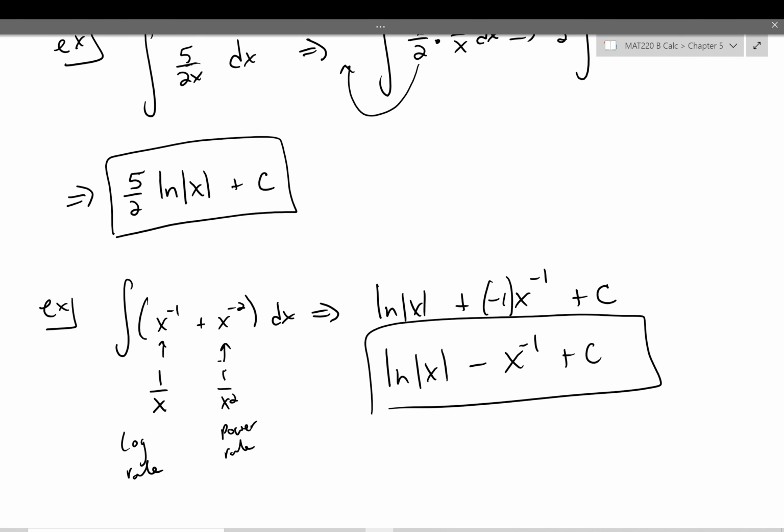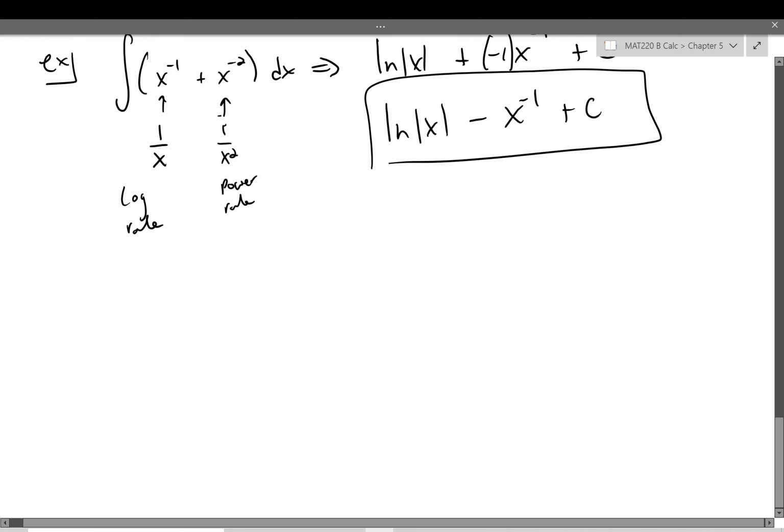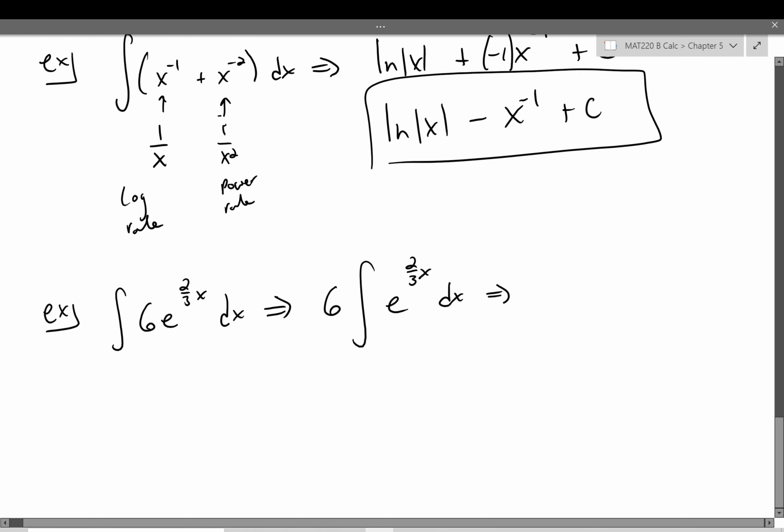Okay? So let's just continue here. I just got about, let's see, 1, 2, 3, 4 more examples here. Okay? And these are just going to be a mix of problems. Okay? So the integral of 6e to the 2/3 x dx. Well, I'm going to rewrite it first with the 6 out front. Okay? Now I'm going to apply my exponential rule.